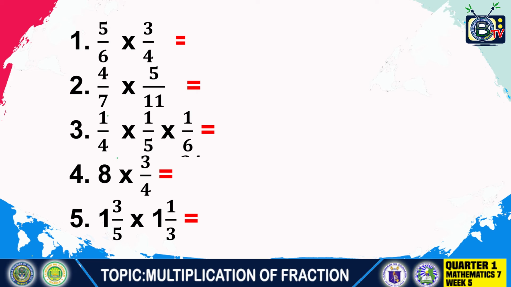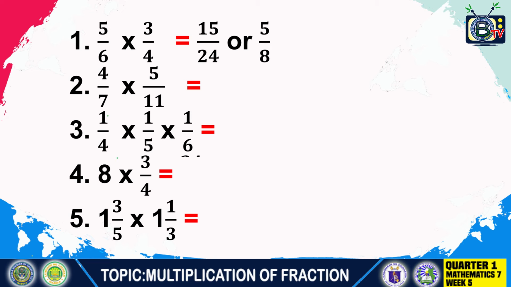Are you done, class? Okay. So, what is the product of 5 over 6 and 3/4? So, following the rule, multiply both numerators. 5 times 3 is 15. And both denominators, 6 and 4, we have 24. So, the product is 15 over 24.